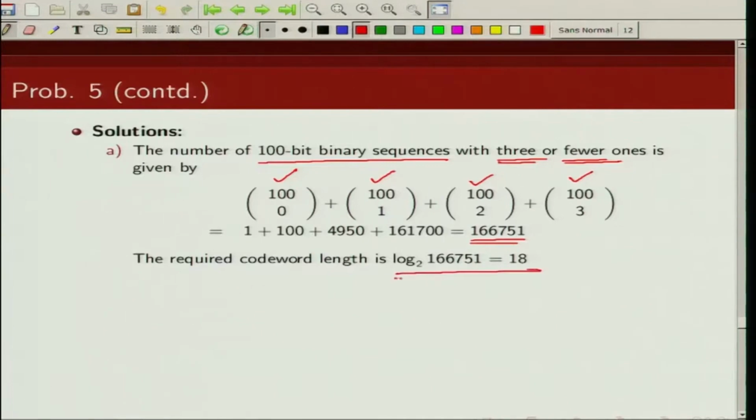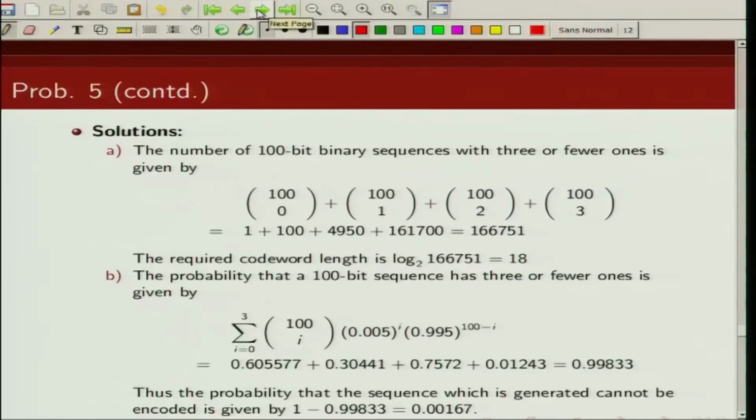Then the required code word length in this case is going to be the ceiling of log to base 2 of the number of such code words, which is 18. So we can represent all sequences of length 100 coming out of this discrete memoryless source using a code word of length 18, assuming we are assigning code words to all such sequences which have 3 or fewer ones and all code words are of the same length.